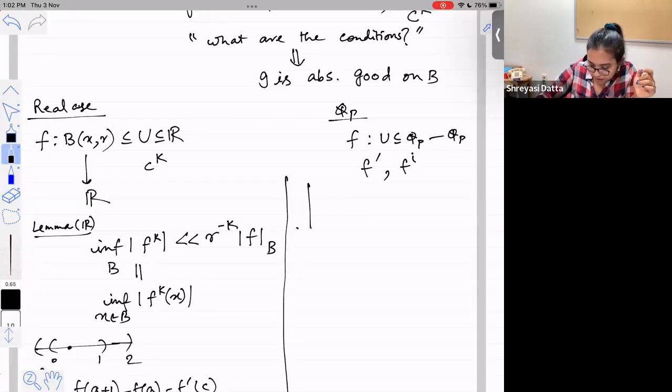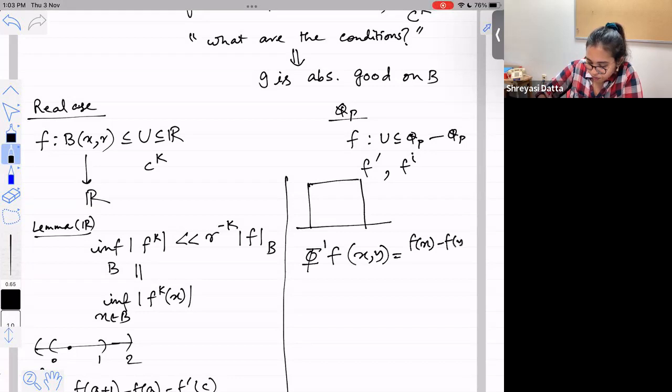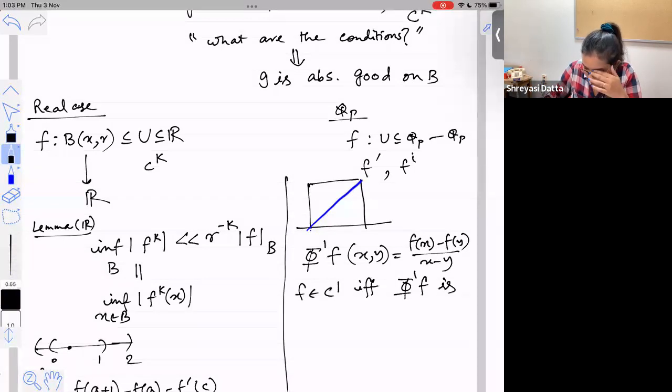You can define a map, which I'm going to denote by phi1 of f, called the difference quotient, on U cross U. It's on a box, but not on the diagonal. So phi1 of f at (x, y) is just f(x) minus f(y) divided by x minus y. Of course, this is not well defined on the whole U cross U, so you are defining it on everything but the diagonal. And then you have probably already guessed that the definition of f being C^1 is that this function can be extended to the whole U cross U.